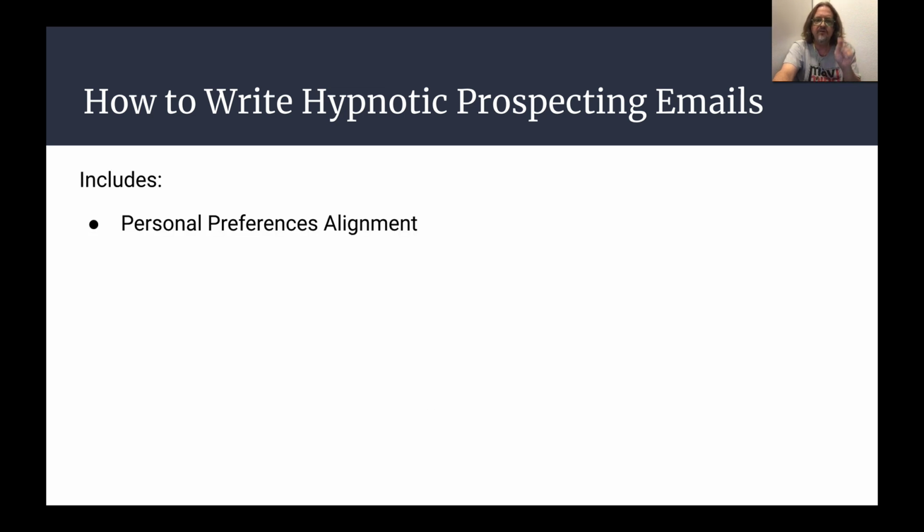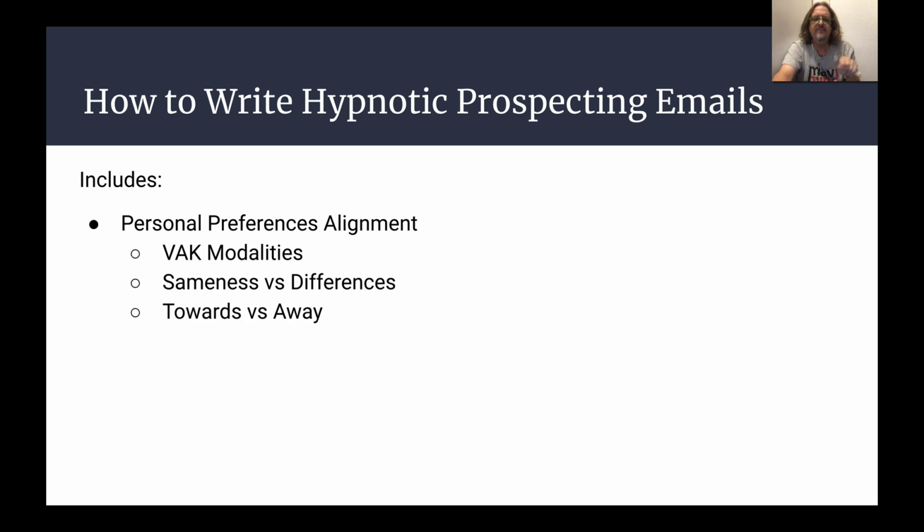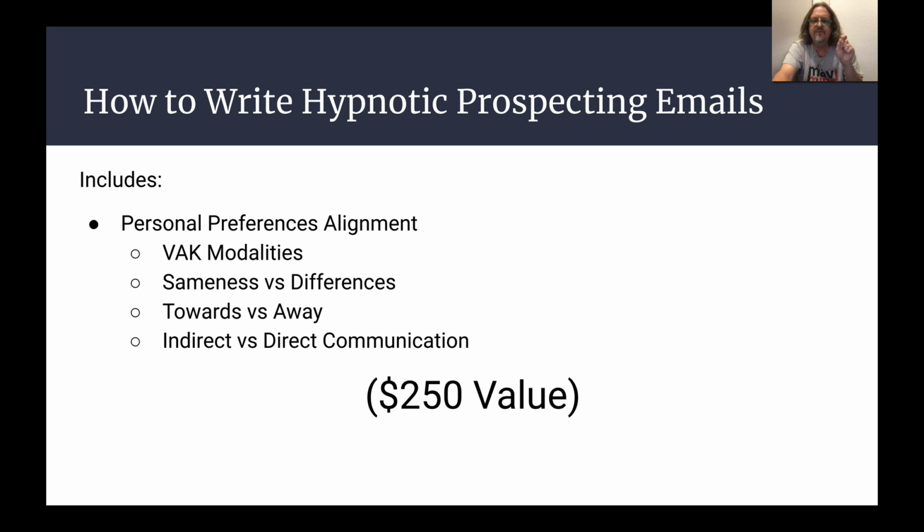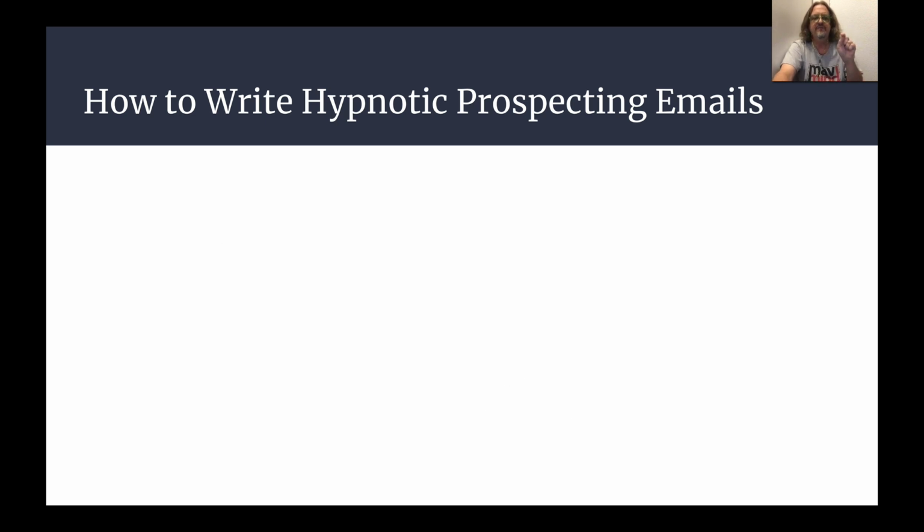It also includes personal preference alignment, like the VAK modalities, which some of you may have heard of. You can look that up on Google. Sameness versus differences people, towards versus away people, indirect versus direct communication, and those preferences that people have. I've consulted for just these ideas and concepts for $250 before in the past, just separately, just on that.